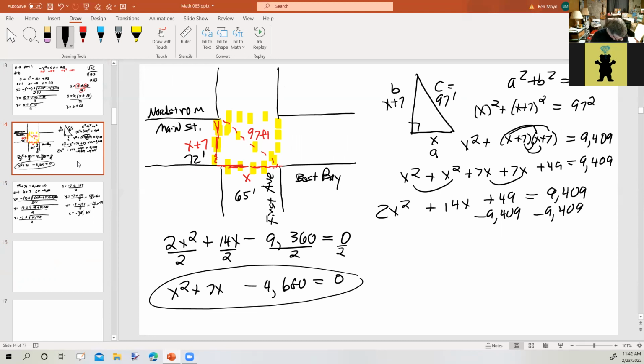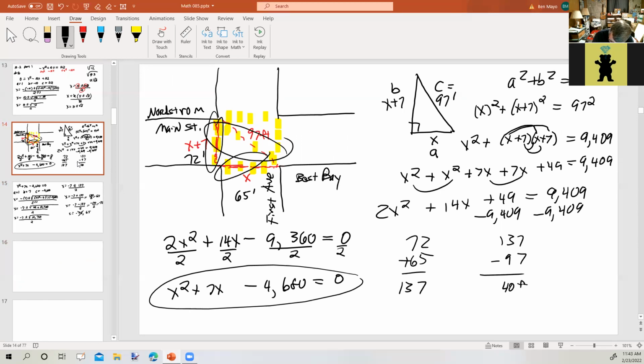The question said, how much walking does the shopper save by using the diagonal crosswalk? Okay, if the shopper walks here and here, that's 72 plus 65, which is 137. If the shopper walks here, that's 97. The difference is 40 feet. So the shopper saves 40 feet of walking by using the diagonal versus the two sides.